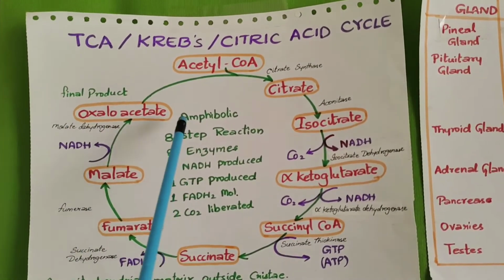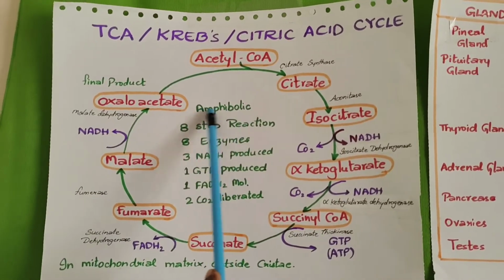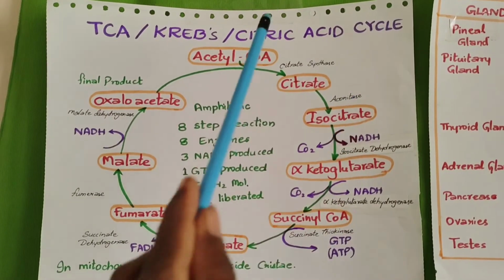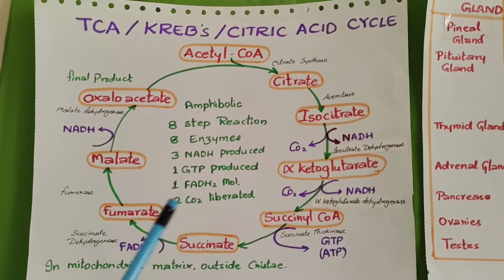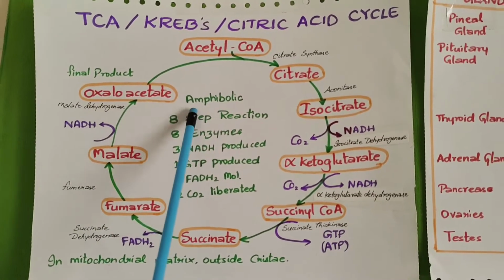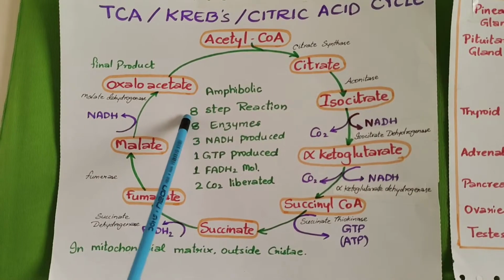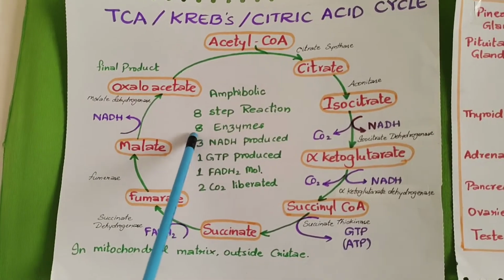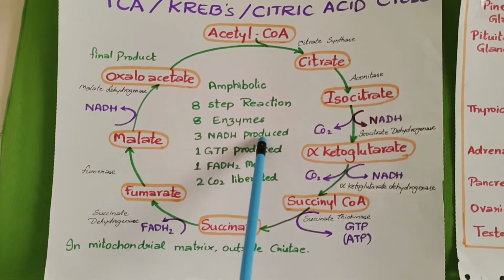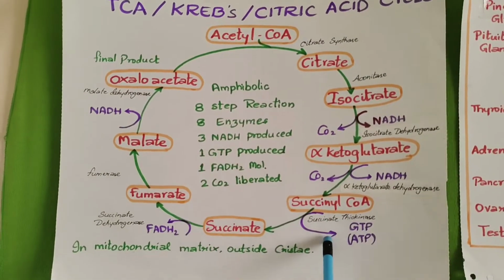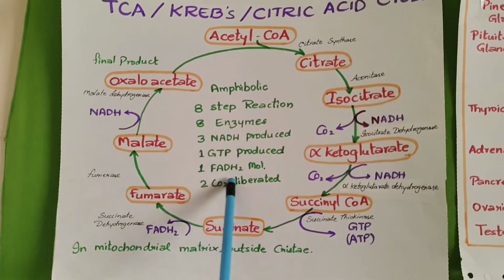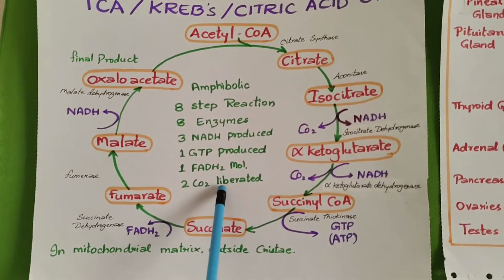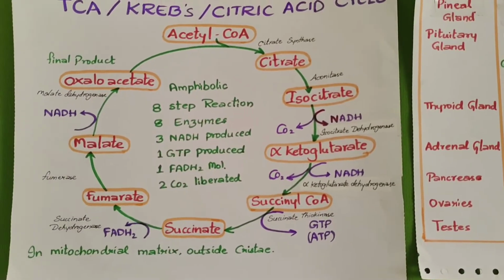Okay, so points to remember: citric acid cycle is an amphibolic cycle because all the intermediates are used for different processes or creating different biomolecules in the human body. And it's an 8-step reaction, so they might ask you questions like how many steps it is, then how many enzymes are involved. So there are 8 enzymes involved and 3 NADH molecules are produced, which gives out 1 GTP or ATP molecule, and it also releases 1 FADH2 molecule and 2 carbon dioxide molecules are liberated. Okay, you can expect these 1 mark questions or multiple choice questions from this.